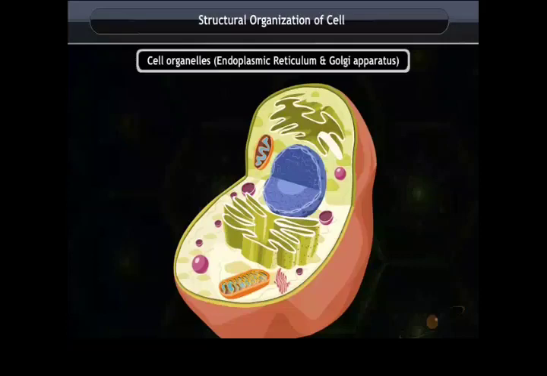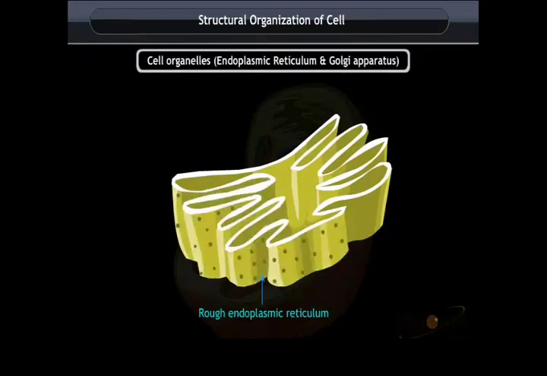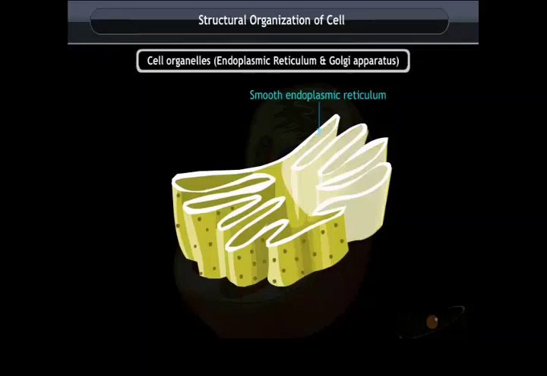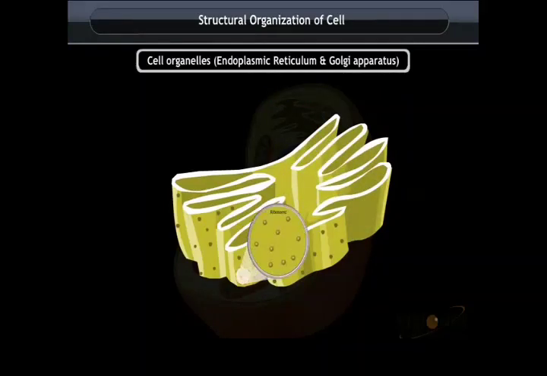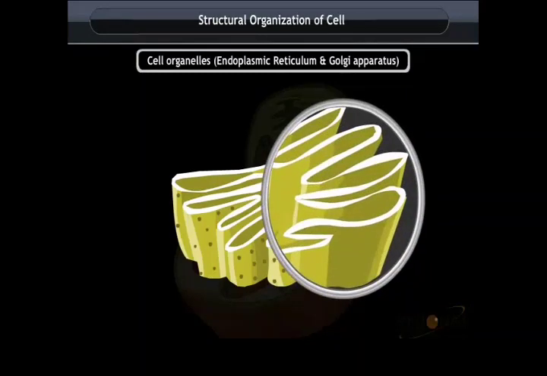Cell organelles. Endoplasmic reticulum and Golgi apparatus. Every cell has subcellular elements called cell organelles, which play a crucial role in cellular activities. Structurally, endoplasmic reticulum are long tubules or round or oval vesicles in shape. There are two types of endoplasmic reticulum: rough endoplasmic reticulum, RER, and smooth endoplasmic reticulum, SER. RER looks rough as ribosomes are attached to its surface. Ribosomes are the sites of protein manufacture. The SER helps in the manufacture of fat molecules or lipids.